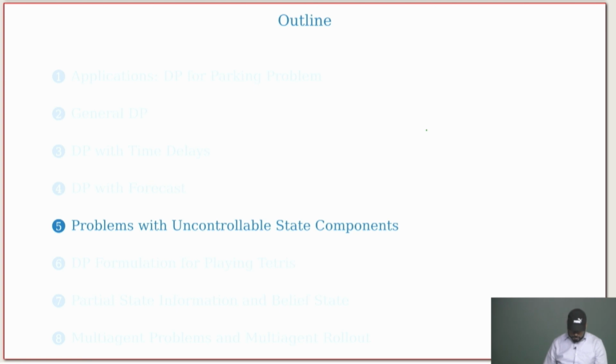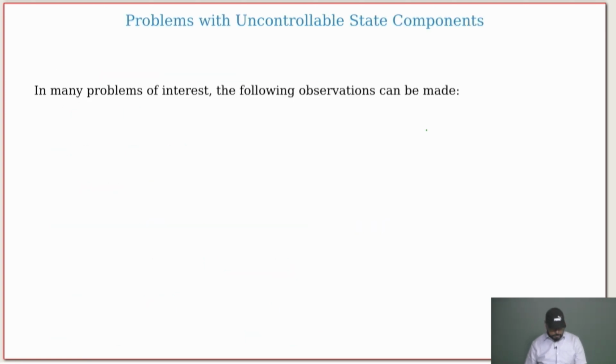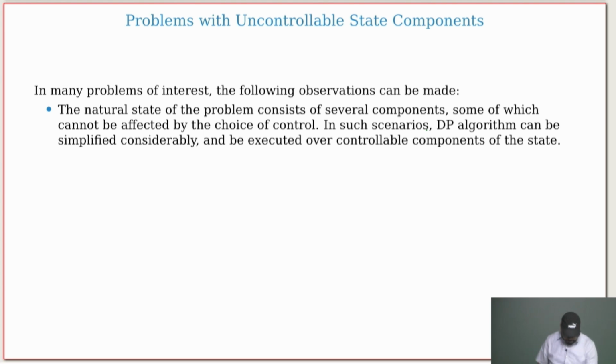So, problems with uncontrollable state components. Let us see what this type of problems are. In many problems of interest, the following observation can be made. The natural state of the problem consists of several components, some of which cannot be affected by the choice of the control, and in those cases DP can be simplified considerably and be executed over controllable components of the state.